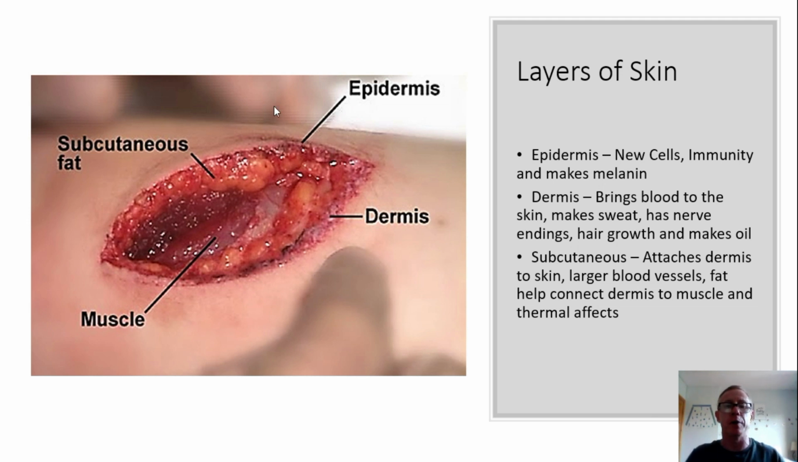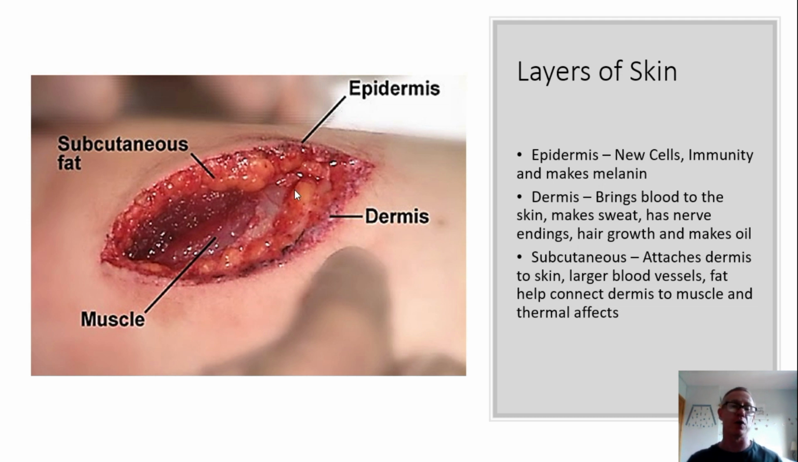Now, when you go deeper, just underneath that layer, you have the dermis, which brings blood to the skin, makes sweat, has nerve endings, hair growth, and makes oil. If you look at the difference in color, the top layer, the epidermis, is quite pinkish in comparison to the next layer down, which is the dermis. The reason for that is the small blood vessels that supply this area. So this supplies the blood to the skin.